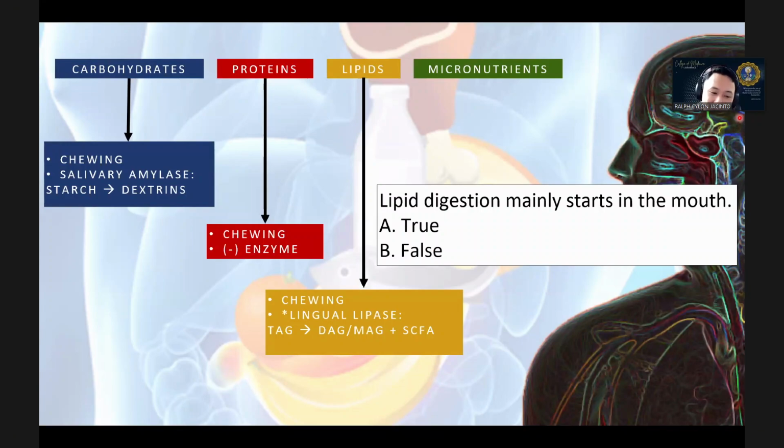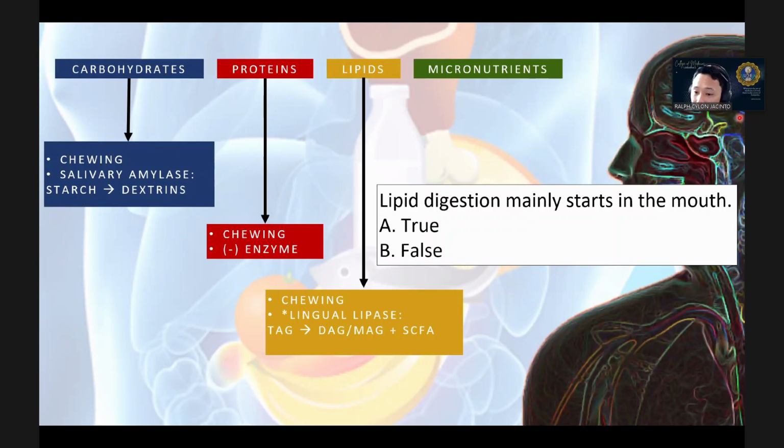Okay, lingual lipase is only responsible for 10 to 15% activity. Okay, that's true. Pancreatic lipase is more effective. Okay, true also. That's correct. Pero with regards to the activity of your lingual lipase, where is it more active? Is it more active in a basic environment or in an acidic environment?